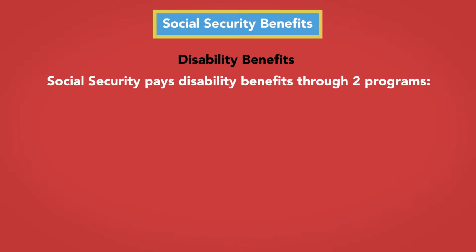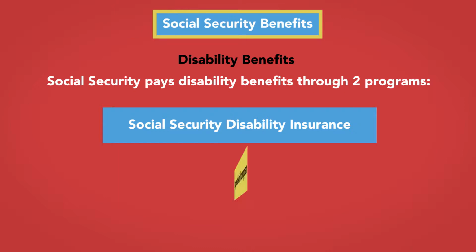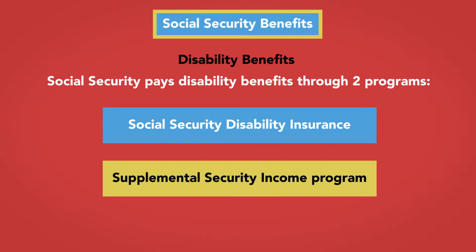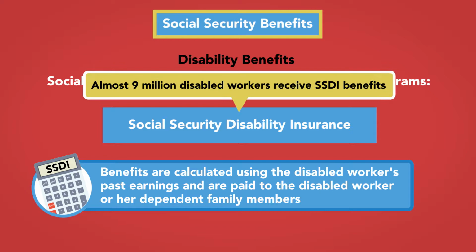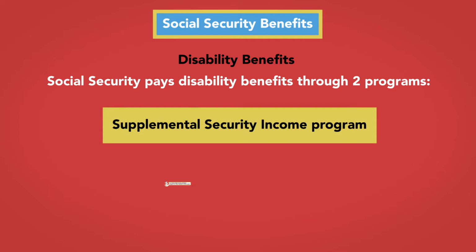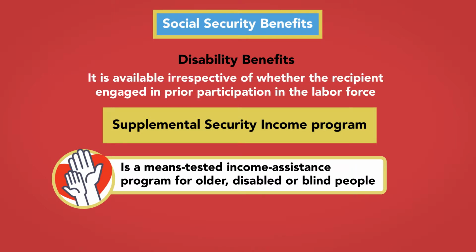Social Security pays disability benefits through two programs: Social Security Disability Insurance, often referred to as SSD or SSDI, and the Supplemental Security Income Program, often referred to as SSI. Social Security Disability Insurance benefits are calculated using the disabled worker's past earnings and are paid to the disabled worker or her dependent family members. Almost 9 million disabled workers receive SSDI benefits. The Supplemental Security Income Program is a means-tested income assistance program for older, disabled, or blind people. It is available irrespective of whether the recipient engaged in prior participation in the workforce.